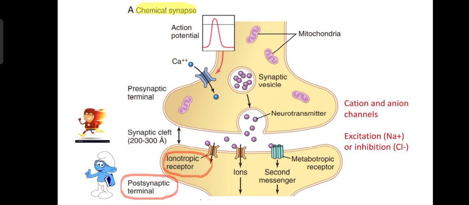Once neurotransmitters are released from the presynaptic terminals, they have to act on specific receptors that are present on the postsynaptic terminal. These types of receptors can be ion channels, which we call ionotropic receptors. These ion channels can be either cation channels for positively charged ions, or anion channels for negatively charged ions. A common example of the cation channels is the sodium channels.